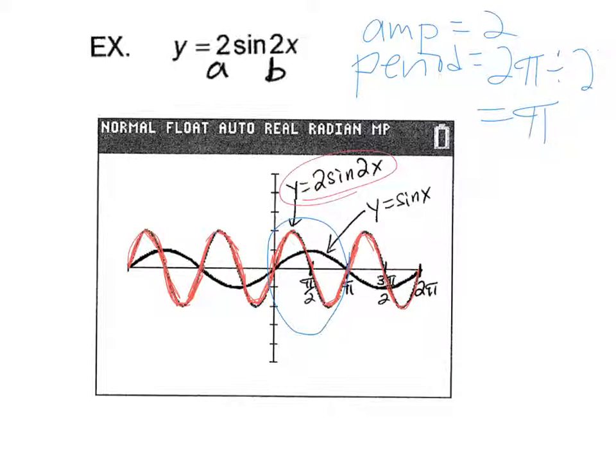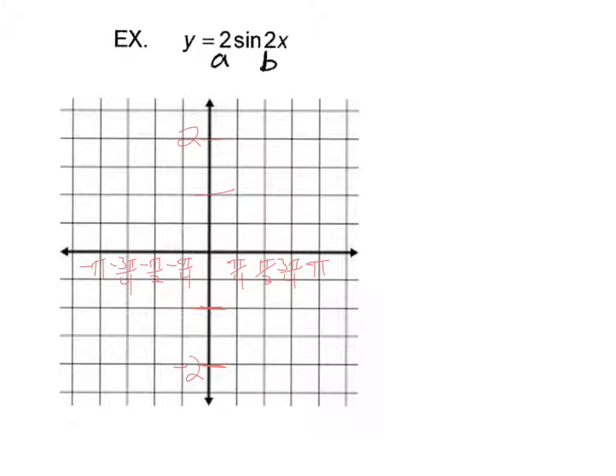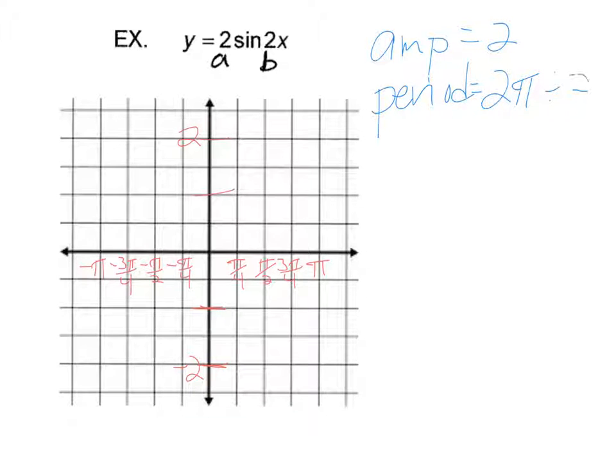So let's go back to this. Y equals 2 sine 2x, and we said that the amplitude was 2. And we said that the period is 2 pi divided by b, which is 2 pi divided by 2, which is just pi. Now that's going to be the fourth number on your scale, and you can see I've already written the scale in, and pi is at the end.